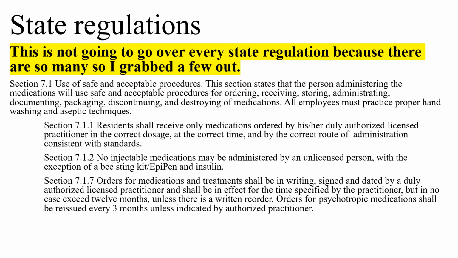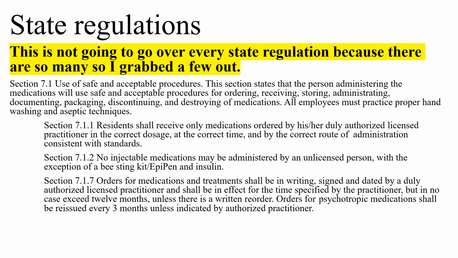So, state regulations. This is not going to go over every state regulation because there are so many, so I just grabbed out a few. So you have section 7.1, use of safe and acceptable procedures. This section states that the person administering the medication will use safe and acceptable procedures for ordering, receiving, storing, administering, documenting, packaging, discontinuing, and destroying of medications. All employees must practice proper hand washing and aseptic techniques.